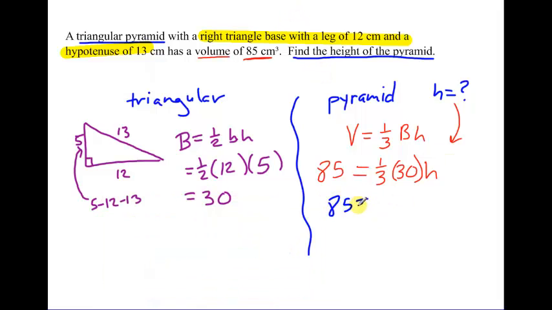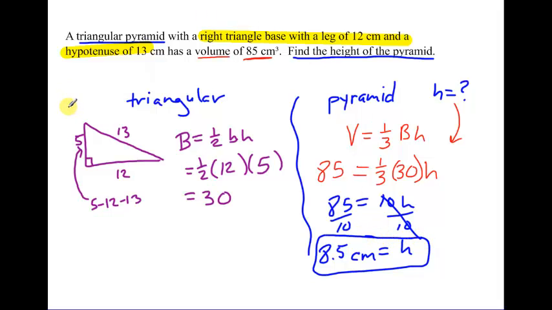All right, bringing the 85 down, it looks like 1/3 of 30. That's just 10. So now I get to divide by 10, and I can get my height. Get the ninjas in there, and the height would be 8.5 with units of centimeters. 8.5 centimeters on height.